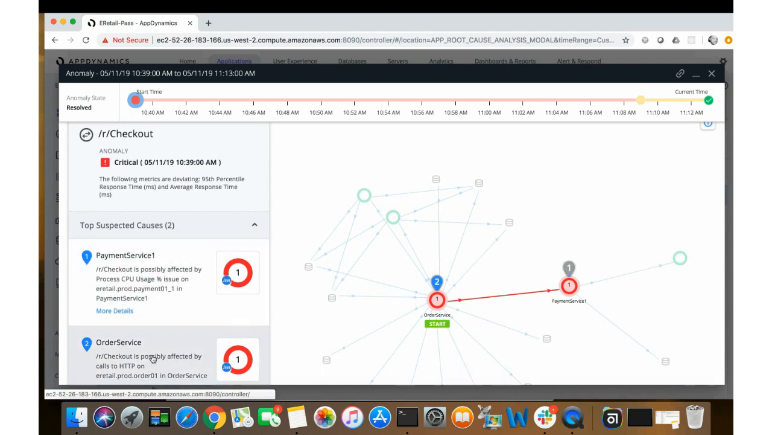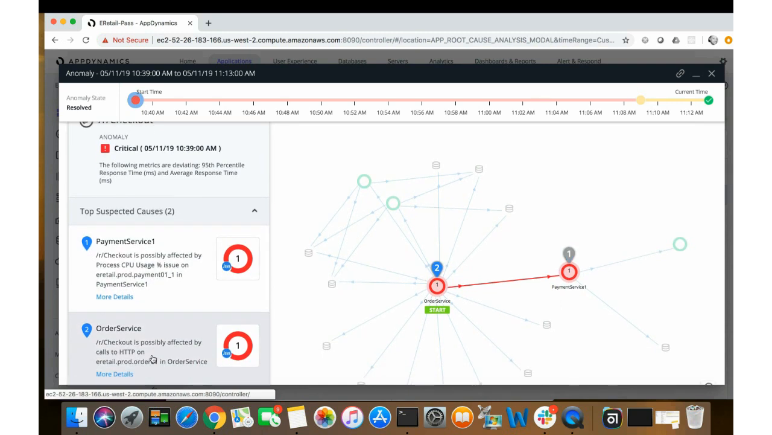The next potential suspected cause that we've identified is the order service, which relies on the payment service. It's saying that the order service makes calls to the payment service, and that's also been affected. So since we've identified this as the top root cause, let's drill into this particular issue and see what we can uncover.